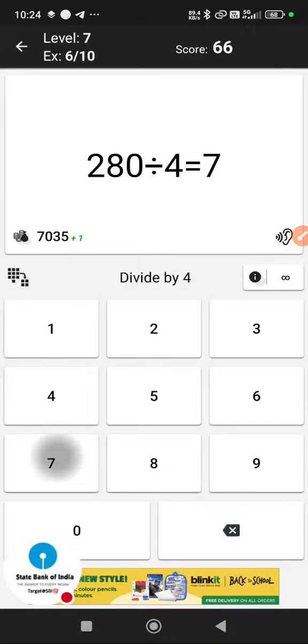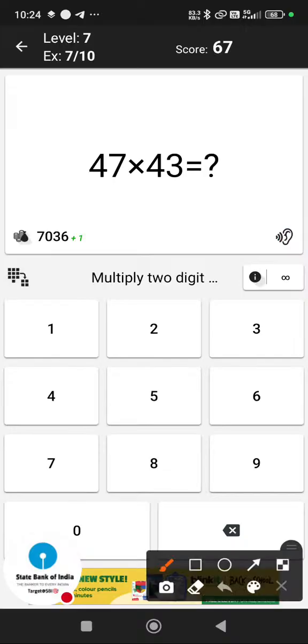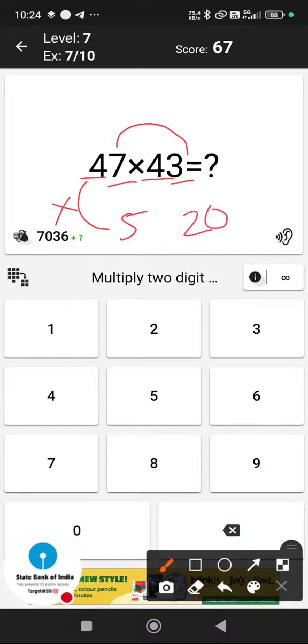This will be 70 times. Here the sum of the units place is 10, and both the tens place are same. So the next number of 4, which will be 5. Multiplying these two, 5 4 times 20, and 7 3 times 21. So the answer will be 2021.